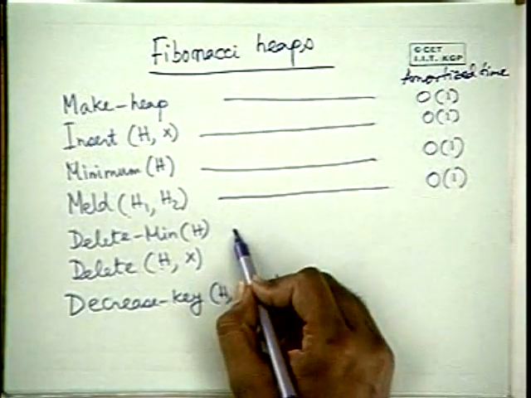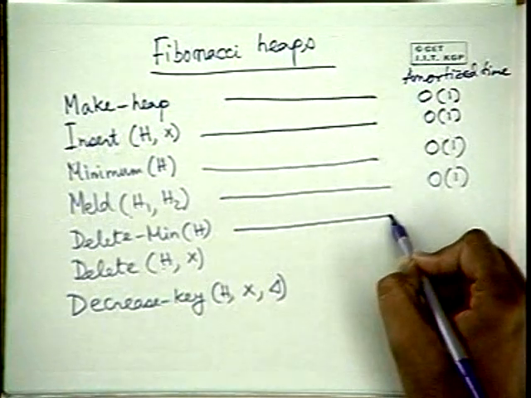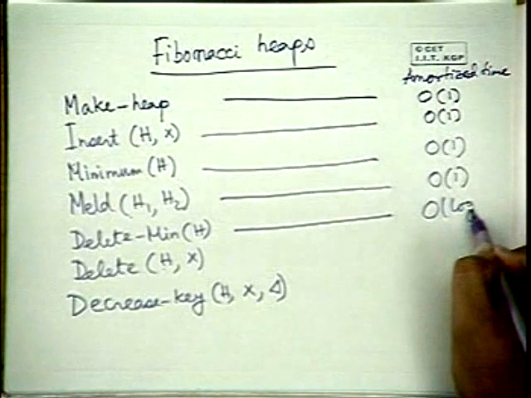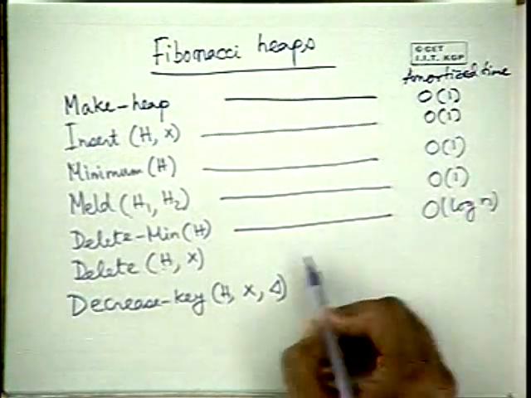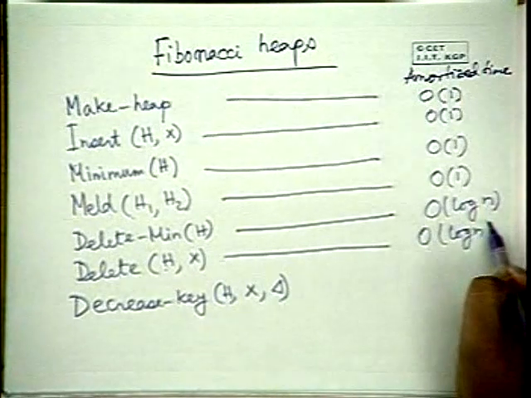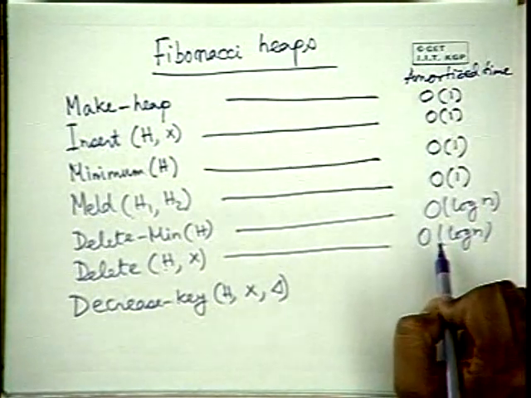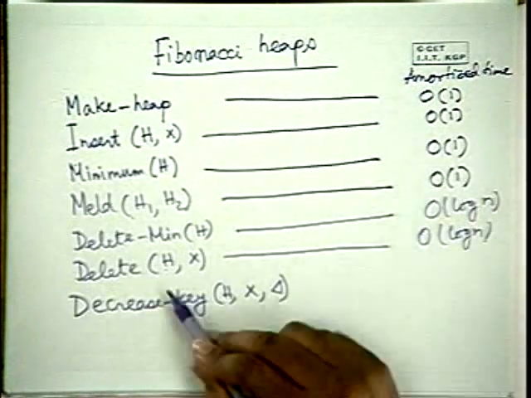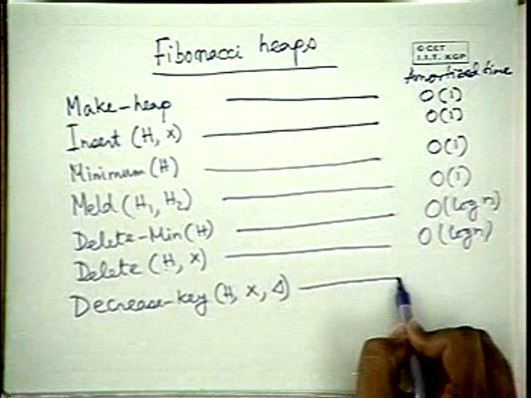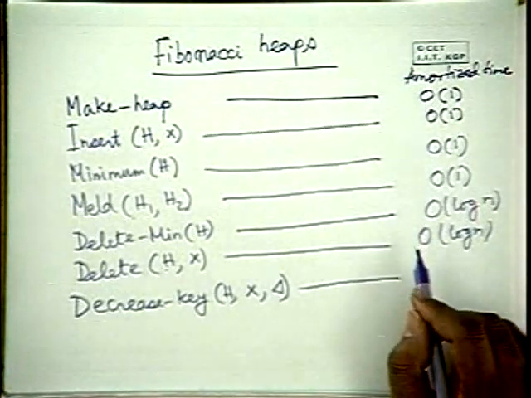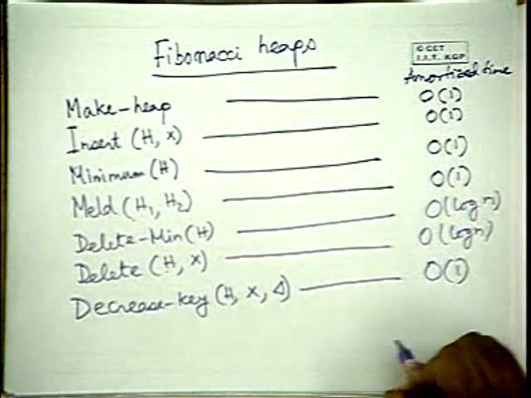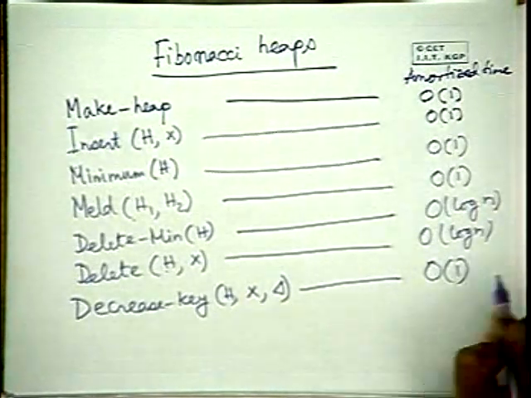No, there are two operations where it pays. Delete min takes order of log n, and delete H, x also order of log n, because delete min and delete are basically the same operations. Delete will use the delete min operation. And now the classic part of this data structure is that decrease key is order 1. In constant amortized time, you will have decrease key.